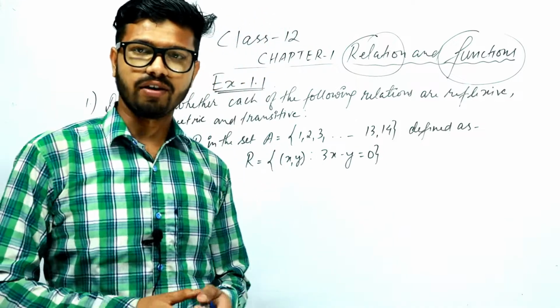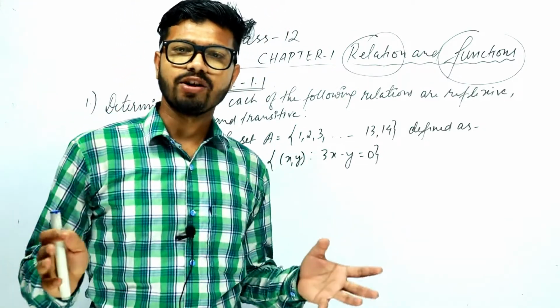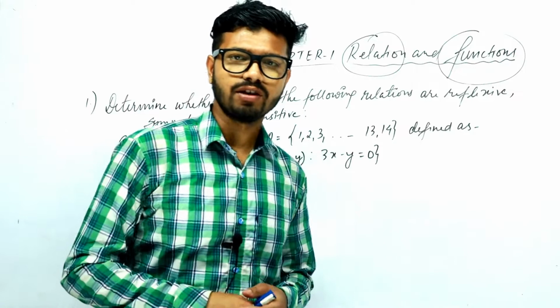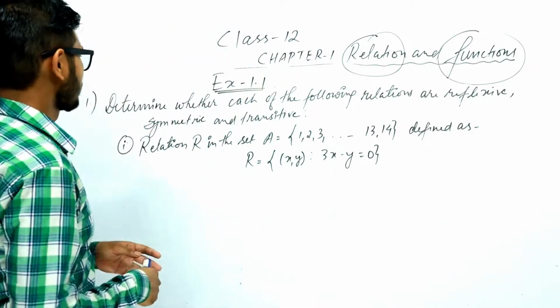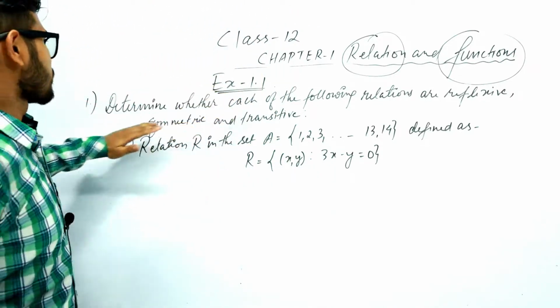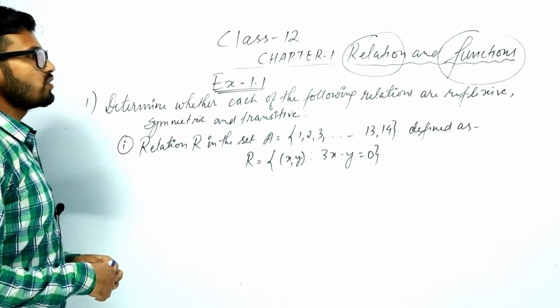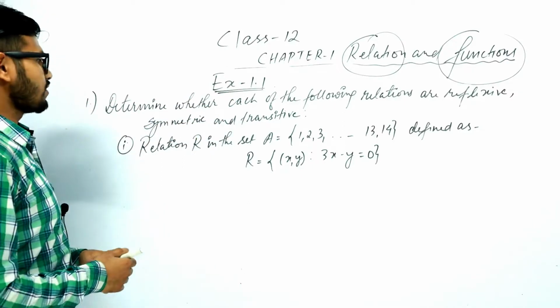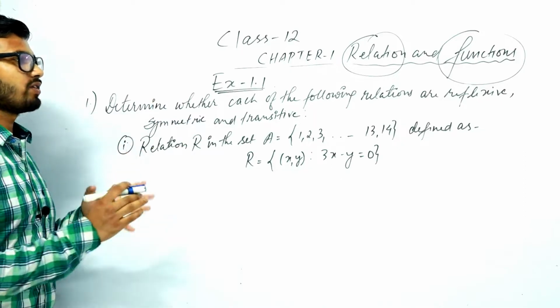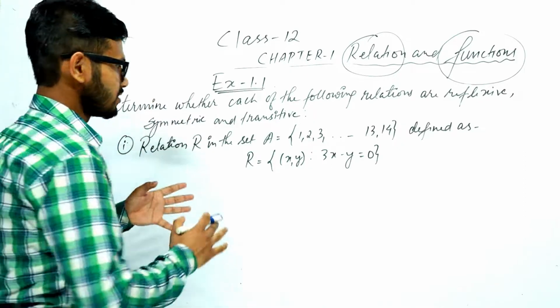As today I have just explained the introductory part of the chapter. Let us go with the exercise now. Exercise 1.1, question number 1. Determine whether each of the following relations is reflexive, symmetric and transitive. In which category does it really fall? Let us understand the questions.